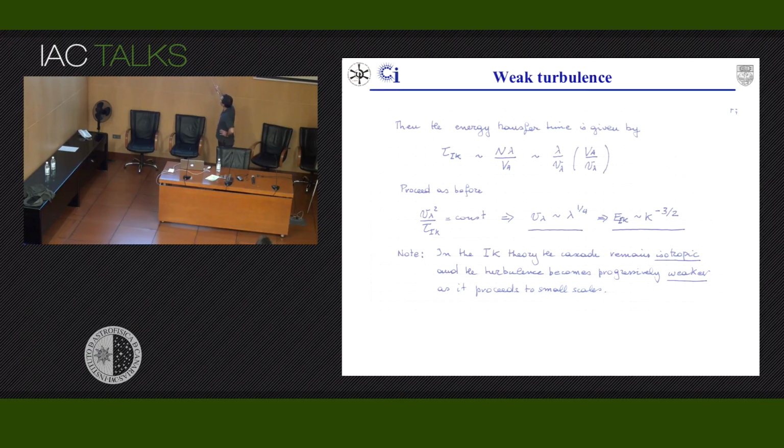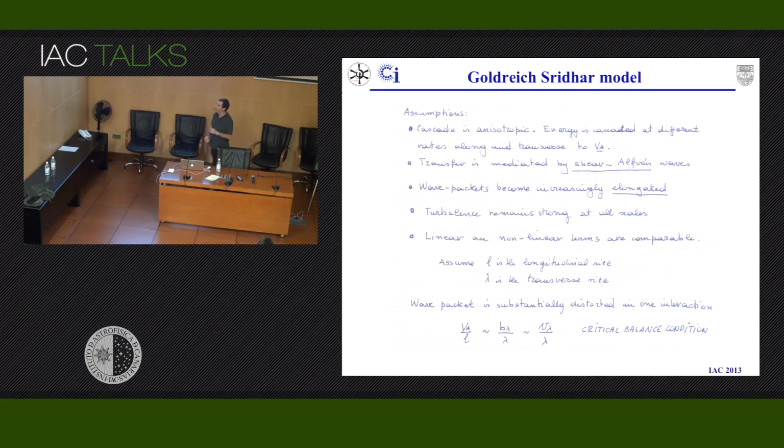So the conclusion is that in the Iroshnikov-Kraichnan theory, the cascade remains isotropic. The turbulence again becomes weaker and weaker and weaker, and the spectrum goes as k to the minus 3/2, not 5/3, which is the Kolmogorov one. Now, in the early 90s, people were beginning to say, this is silly. There's absolutely no evidence at all that MHD turbulence remains isotropic.